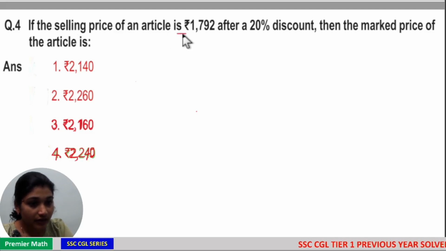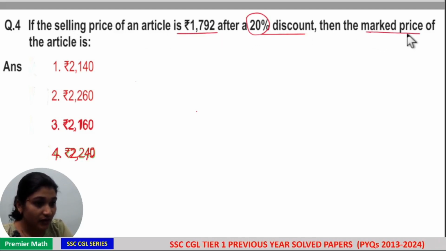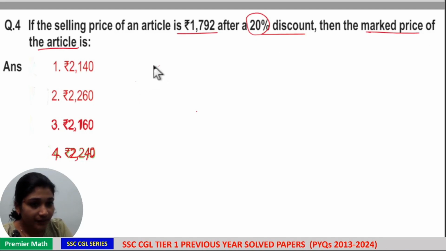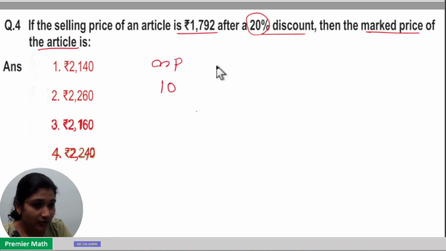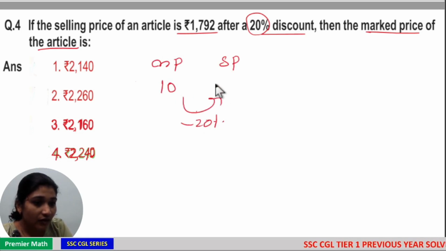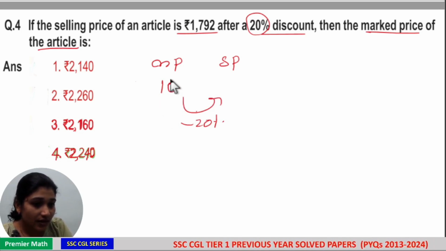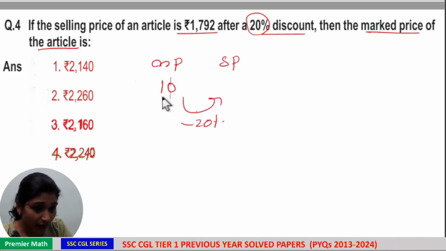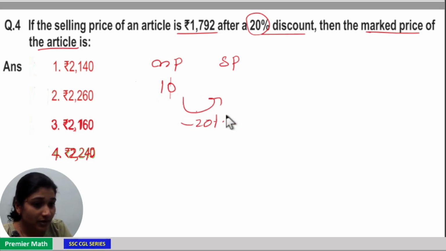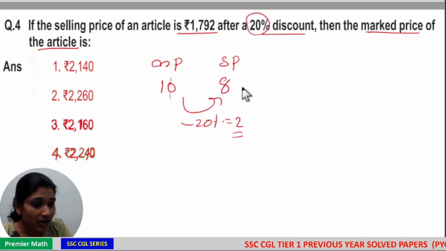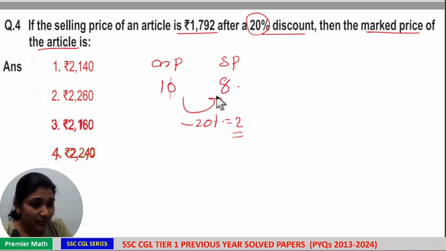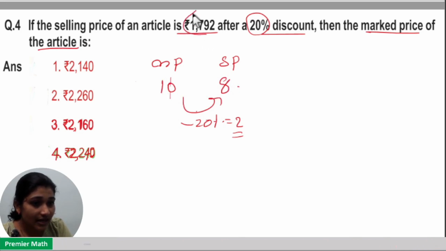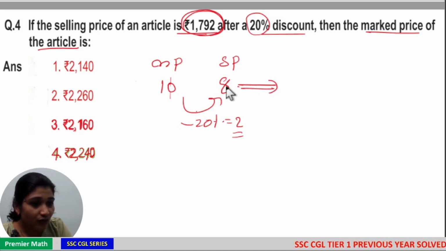If the selling price of an article is 1792 after a 20% discount, then the marked price of the article is? Consider the marked price of the article as 10 rupees. Then the selling price means after the discount of 20% from the marked price, what remains is the selling price. That is, 10% of 10 is equal to 1, then 20% is equal to 2 rupees. So 20% is 2 rupees here. 10 minus 2 is equal to 8 rupees, which is the selling price here. Now if the marked price is 10 rupees, the selling price is 8 rupees. But here the selling price is given as 1792 rupees.